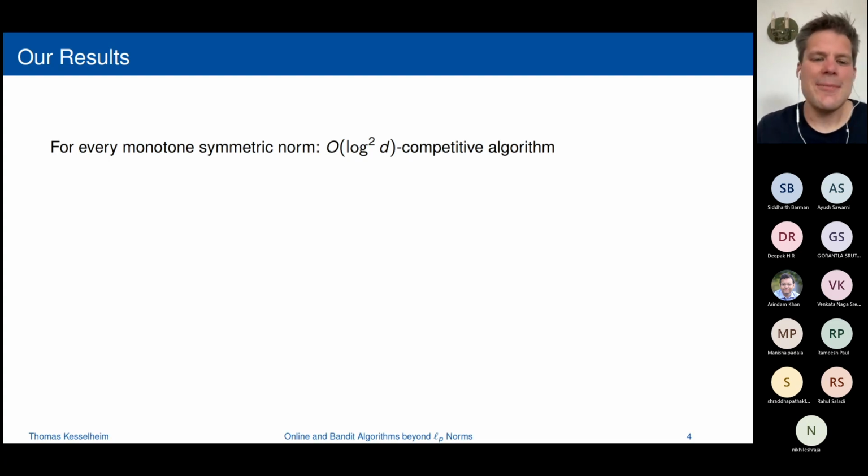Regardless of the motivation, this is, I think, also just theoretically a very interesting problem. I'll tell you a bit more about other norms at the very end, which are not monotone symmetric, or not symmetric for that matter. But let's first take this problem for granted, and discuss how we can actually get this O of log squared d competitive algorithm for monotone symmetric norms. The way we do this is interesting, I feel, because this can also be applied to other problems.